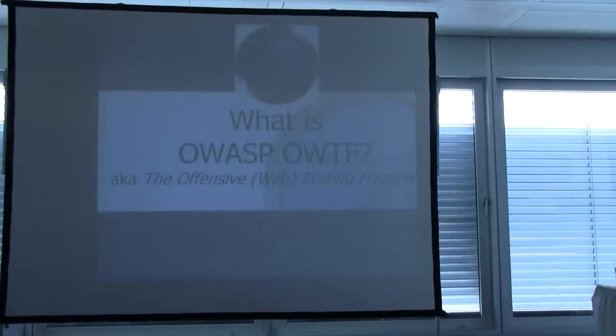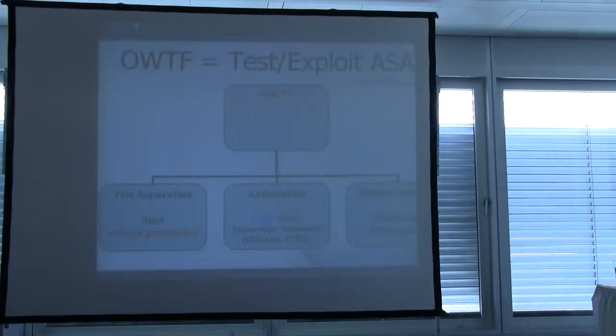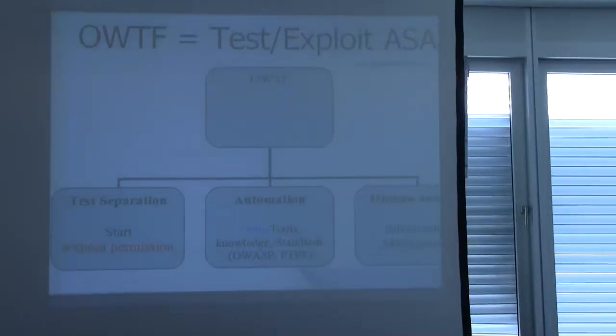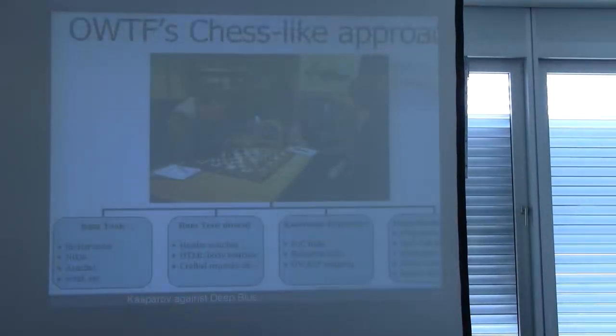So let's have a quick look at what OWTF is. Essentially, the goal of the project is to use the pentesters' time as efficiently as possible, because what happens is we have very limited time to test. The way we try to do this is to separate and test so that you can start without permission, and we'll explain this a little bit later, through automation by launching a bunch of tools and making human analysis as fast as possible. So the approach is running tools and running tests directly.